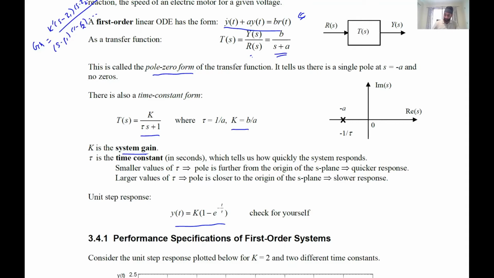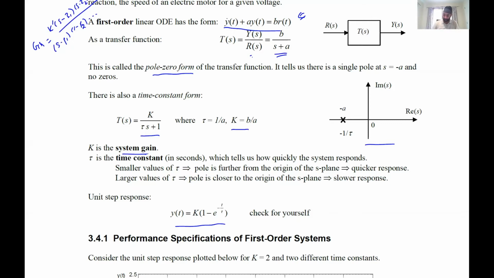So you can check it yourself. Also notice the pole zero map, which basically shows where all the poles and zeros are located. There is no zero, but there is one pole at negative a. So it's quite a simple one. The pole is at negative a, which is also equal to negative 1 over the time constant.